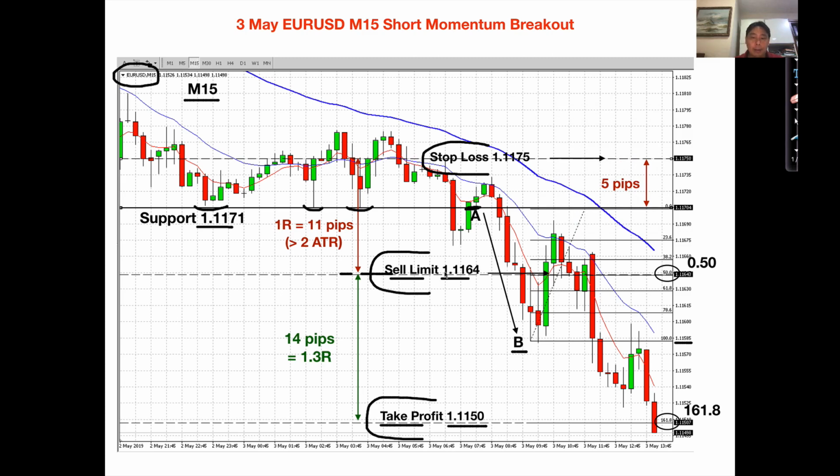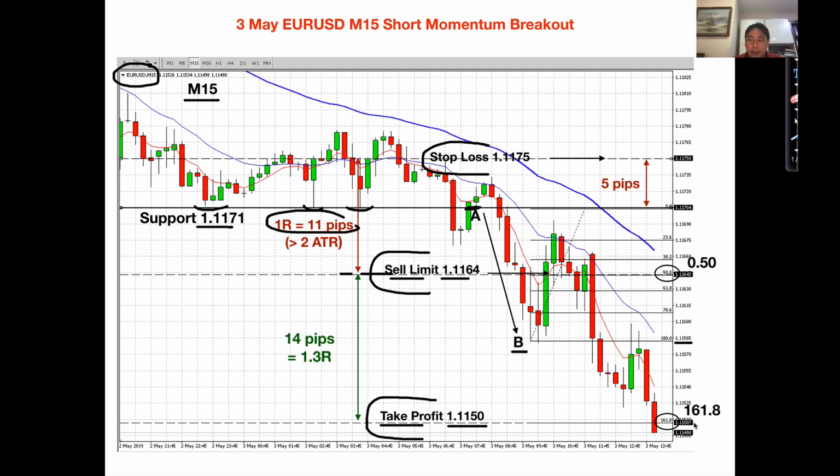From my sell order to the stop loss is 11 pips, and again, I'm ensuring that that is at least 2 ATR on that day. On that day, the market had very low volatility. I believe the ATR was like 5 pips, 1 ATR. So 11 pips was more than 2 ATR.